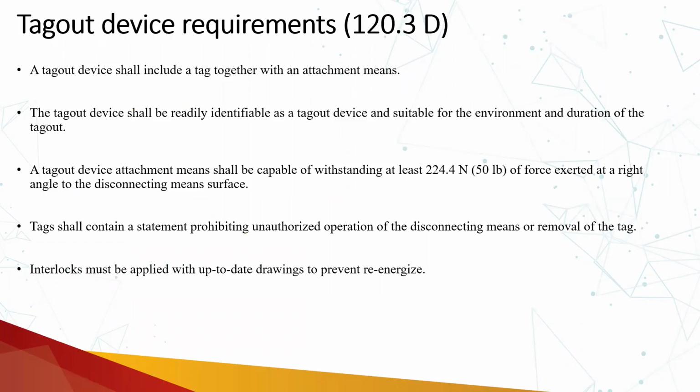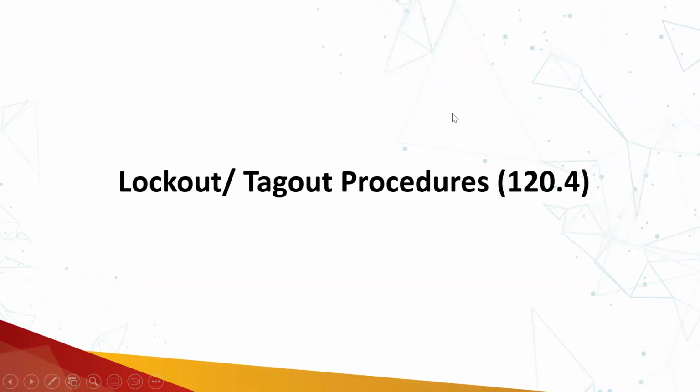120.3(D) is related to the tagout requirements. So the tagout devices shall be readily identifiable as tagout devices. They should have enough capacity to withstand around 50 pounds of force. A tag shall contain a statement prohibiting unauthorized operation of those disconnecting means or the removal of the tag.